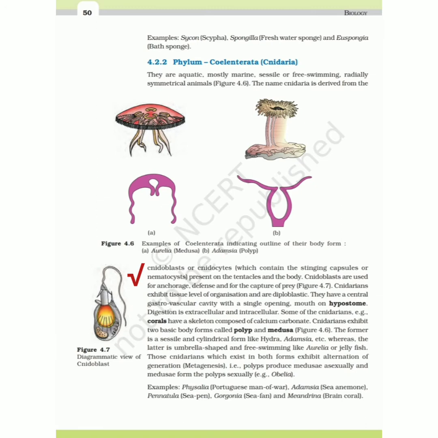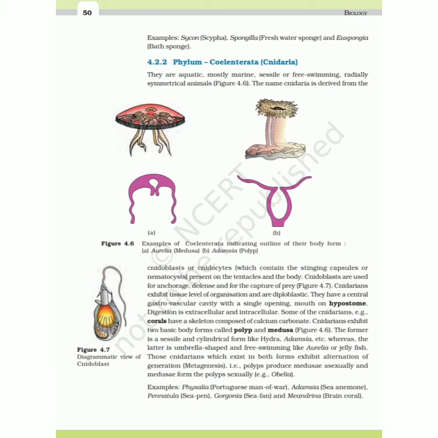Cnidoblasts or cnidocytes, which contain the stinging capsules or nematocysts, are present on the tentacles and the body. Cnidoblasts are used for anchorage, defense and for the capture of prey, figure 4.7. Cnidarians exhibit tissue level of organization and are diploblastic. They have a central gastrovascular cavity with a single opening, mouth, on hypostome. Digestion is extracellular and intracellular.